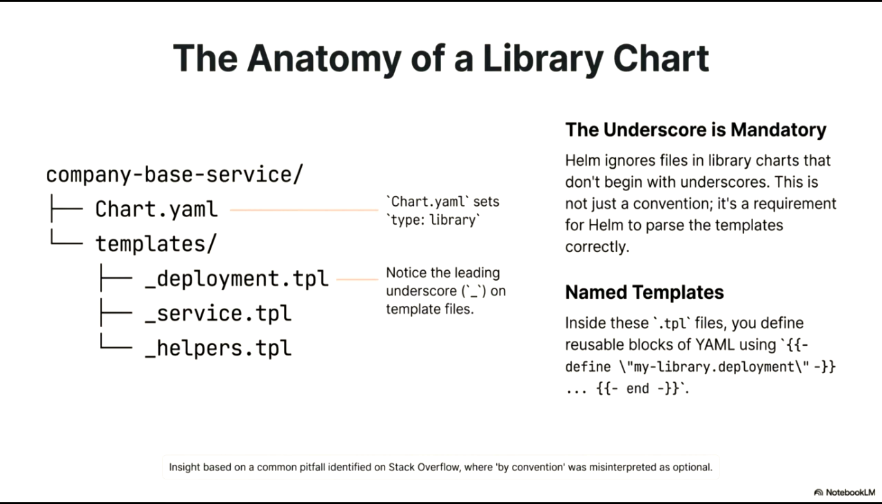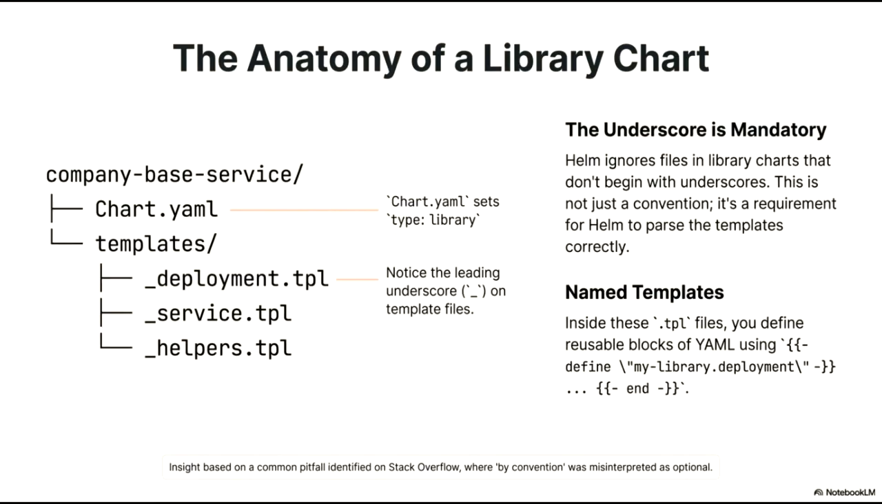deployment. Within the templates directory, notice the specific naming convention used for files like _deployment.tpl and _service.tpl. It is crucial to understand that the leading underscore is mandatory. In a library chart, Helm will ignore any files in the templates folder that do not start with an underscore. This requirement ensures that the library chart does not inadvertently attempt to render resources on its own.